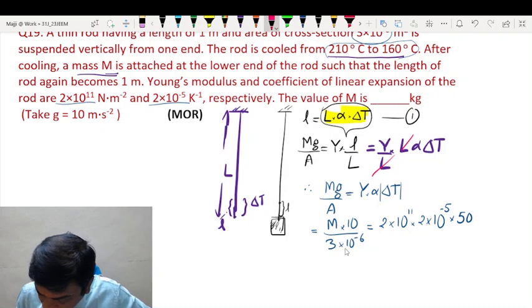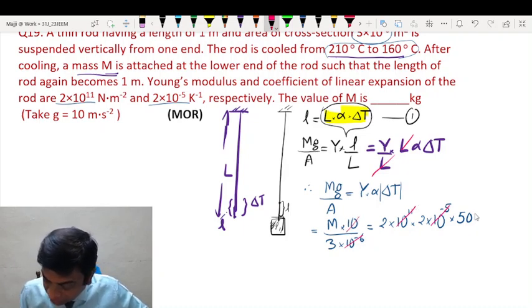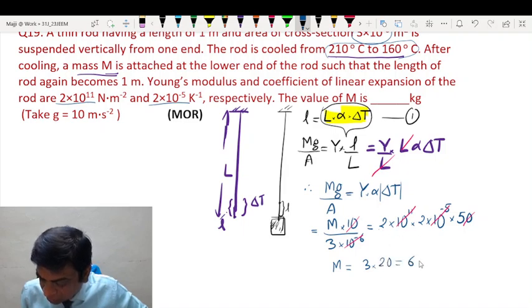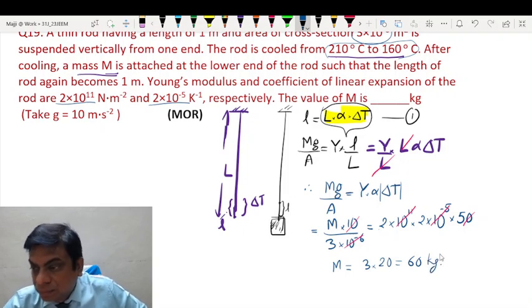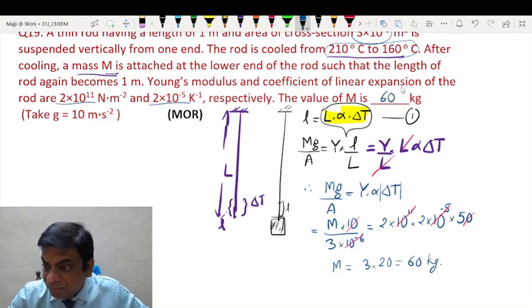So here 10 power minus 6 minus 5 is 10 power minus 11, which gets cancelled with 10 power plus 11, and the zeros get cancelled here. Then M is equal to 3 into 20, that is 60 kg. So answer is 60 kilogram.